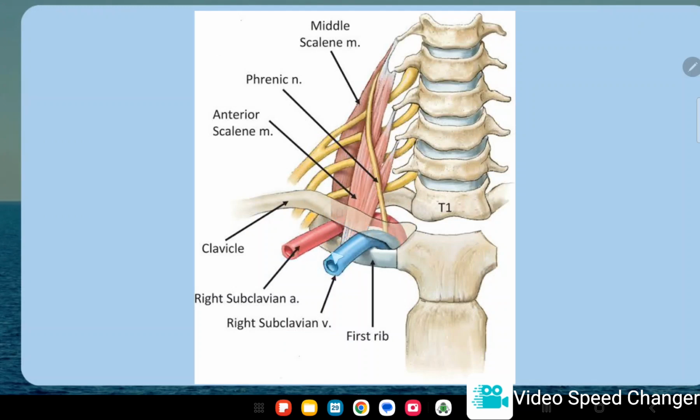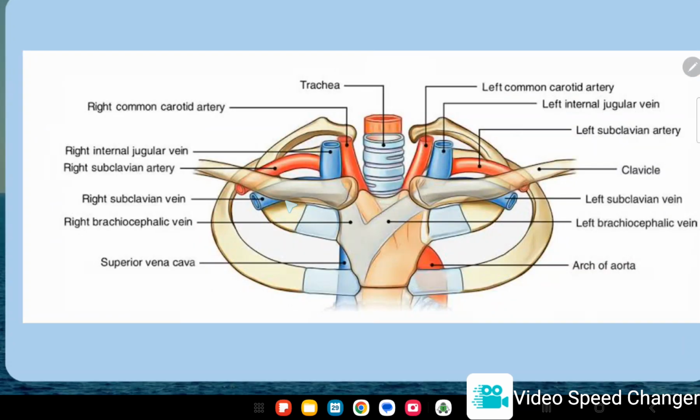The subclavian artery and vein are protected by the subclavian groove. This is another picture showing the subclavian artery and vein passing underneath the clavicle at the area which has the subclavian groove, right? We remember these vessels are not present inside the groove. They are just protected, at a level below the groove, by the clavicle. The only thing present inside the groove is the muscle, the origin of the muscle only.